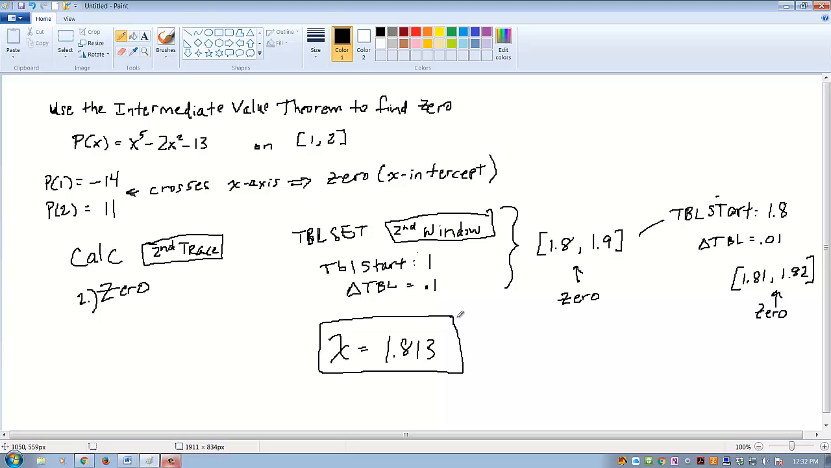So that's just some ideas on how to do it. We've got these two types using the table on the right, or if you just want to use calculate and find the zero, you can do that.